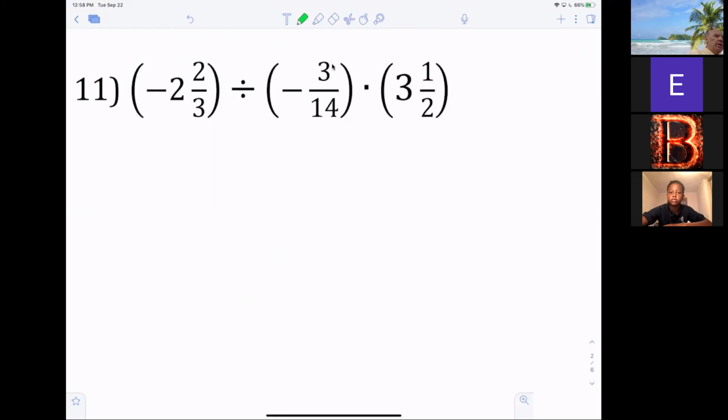Okay, again, we got to change 2 2/3. What is that going to be? Help me. What's 2 2/3, guys? Oh, it's 8 over 3. 8 over 3. Division to what? Multiplication, and then do the 14 over 3 times what? 7 over 2. Yeah, 7 over 2.